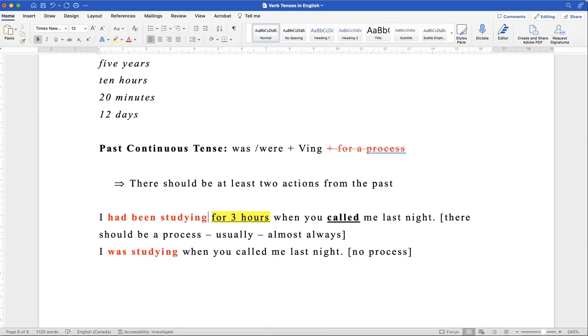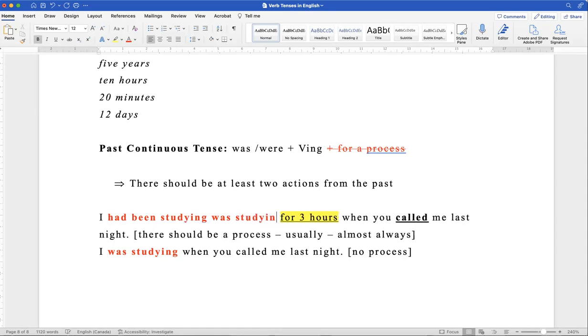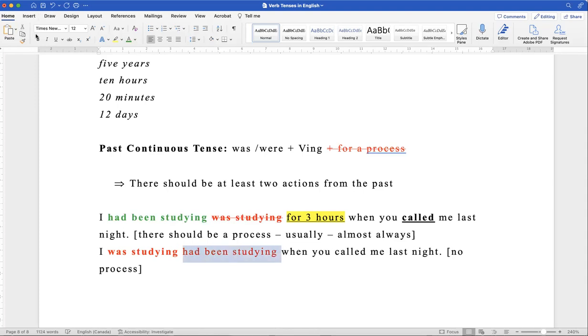So in this sentence, can I write was studying? No, because we have a process here. Because of this process, we cannot use past continuous tense here. So here in the second one, we don't have a process. So please don't use here, I had been studying only. And in this sentence, this doesn't make sense. Maybe in non-standard English, you can use it, but in standard English, in a test situation, this doesn't make sense. So please be careful.